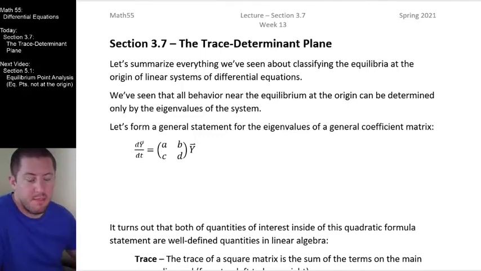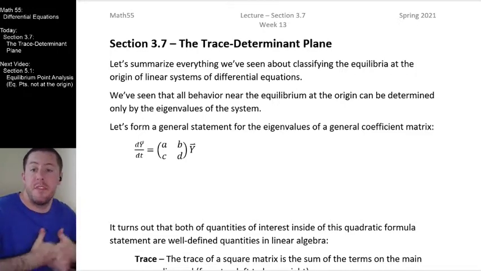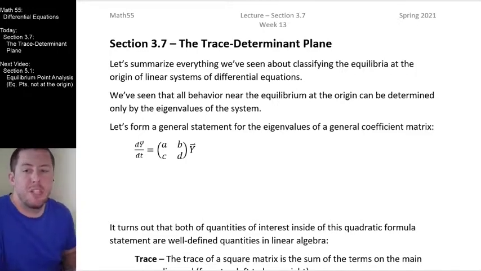I am here making this video on Tuesday, April 20th, and today we're going to talk about section 3.7, the last section that we're going to cover in chapter 3. So our next video this week, as you can see above me right there, is going to be section 5.1.